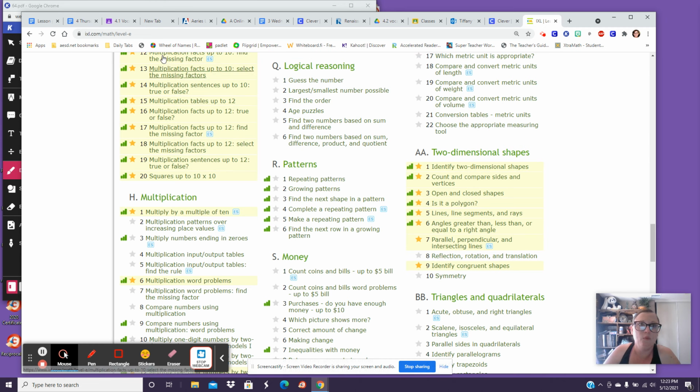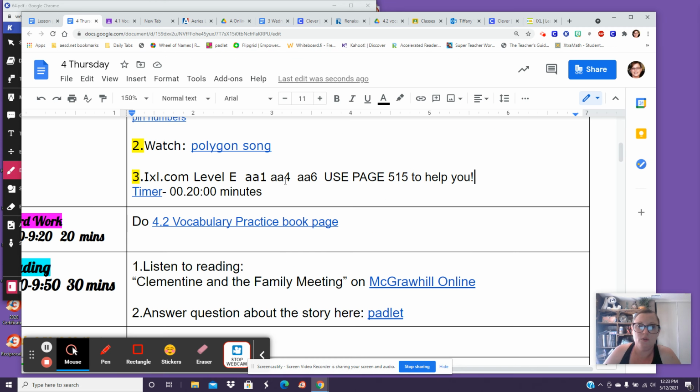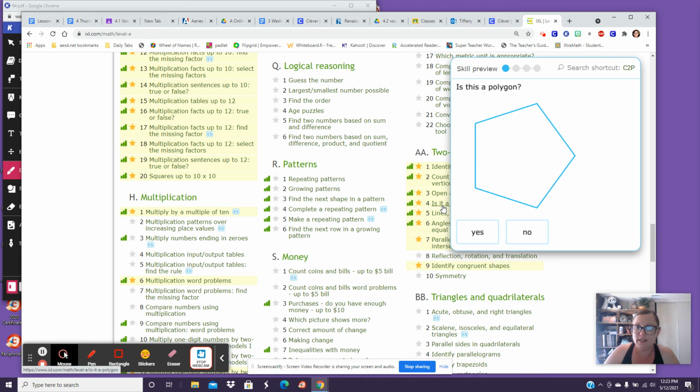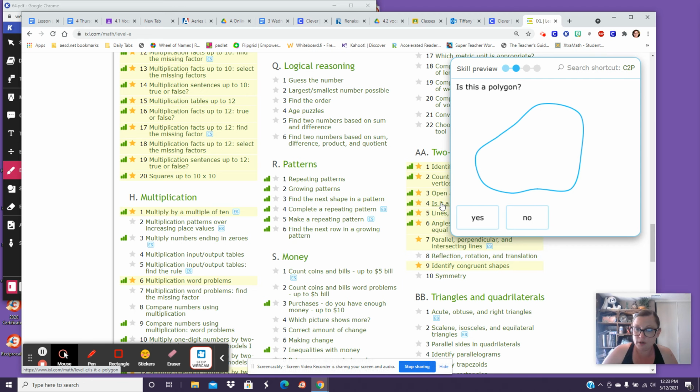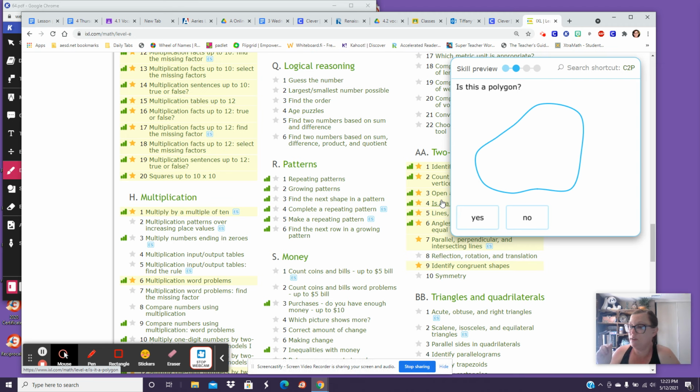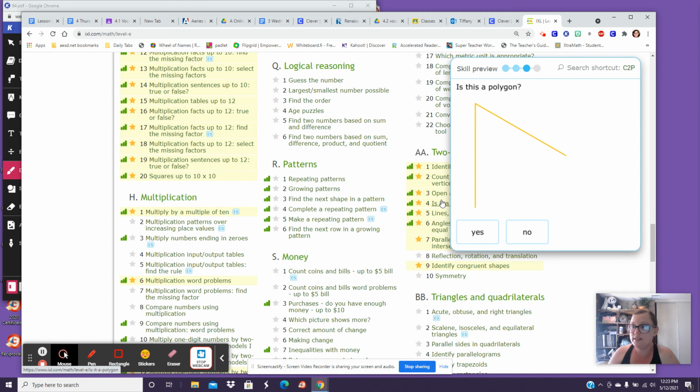After you're done with AA1, then you're going to go to AA4. So you're going to skip a few. Right here. Is it a polygon? And this is what we did in class. Yes or no? Remember, a polygon has straight sides, and it's closed, and it is flat. It is not 3D. Those are the 3 things you need to remember. If you need to be reminded about what a polygon is, you can check in your book as well.